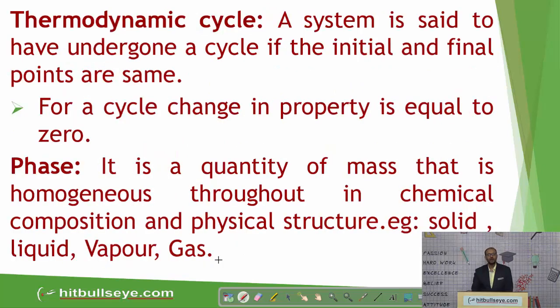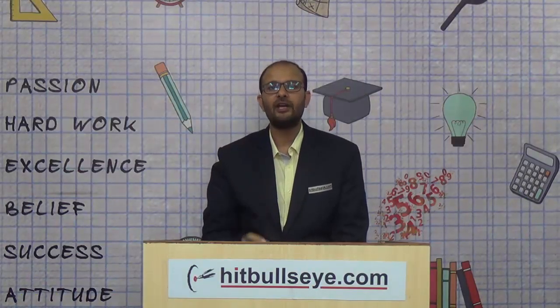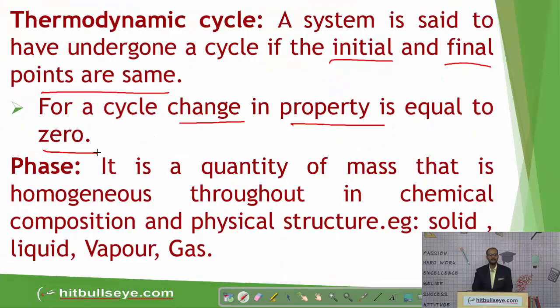What is a thermodynamic cycle? A system is said to have undergone a cycle if the initial and final points are the same. For a cycle, the change in property is equal to 0. It is because its initial and final points are the same. Next is phase. It is a quantity of mass that is homogeneous throughout in chemical composition and physical structure. Examples of phases are solid, liquid, vapor, gas.